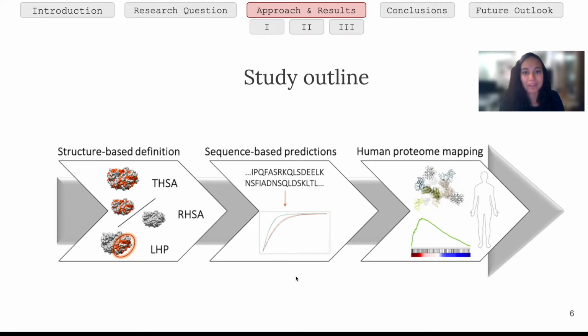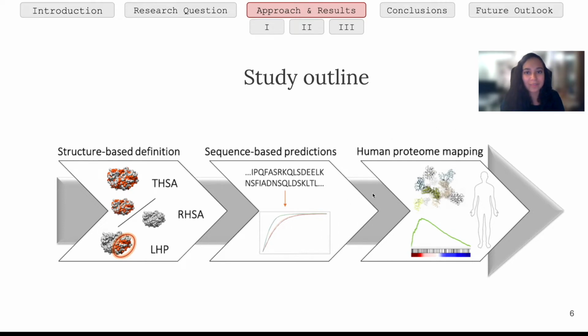The second step of our approach are sequence-based predictions. As most of you probably know, there are many more protein sequences available than protein structures. And so it's very valuable to know if we can actually predict these measures. So we mostly used already known predictors, such as NetSurfP, to do these predictions. And we looked at some of the features that are most important when we want to predict these three measures.